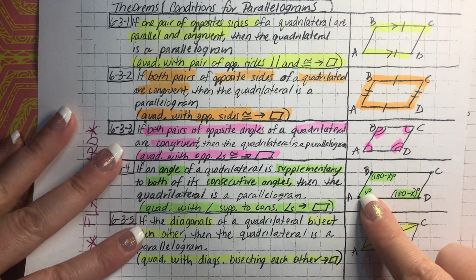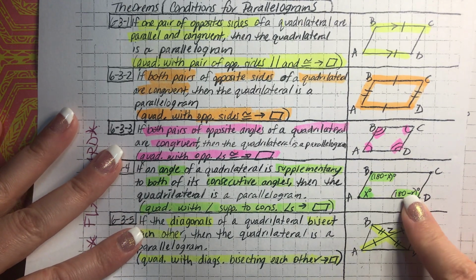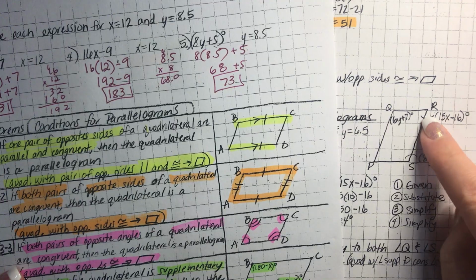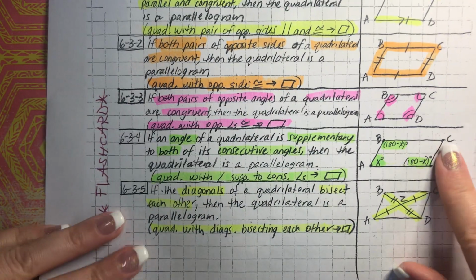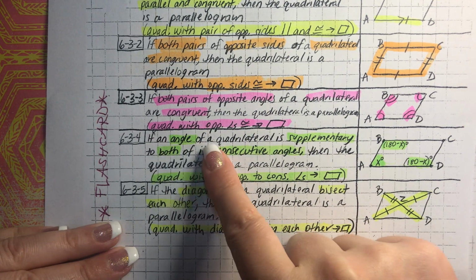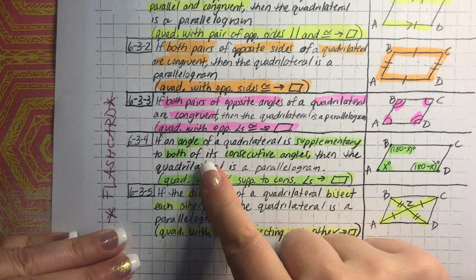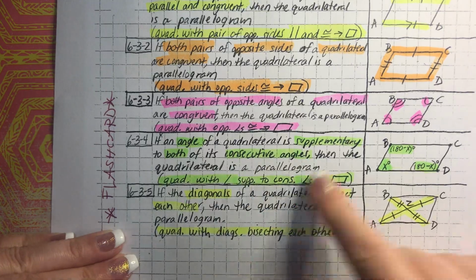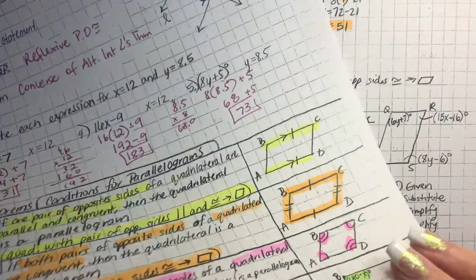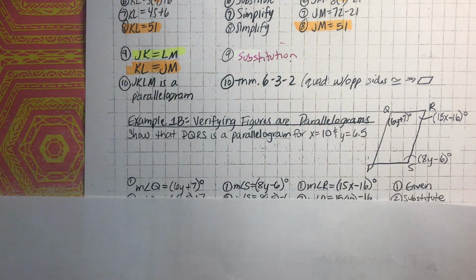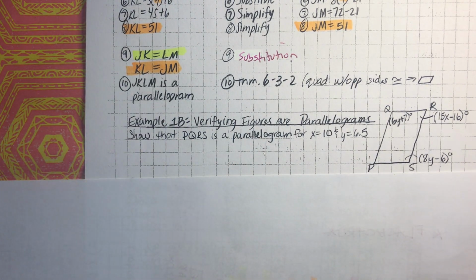But here we have an angle, and then we have its consecutive angle here and consecutive angle here, which is what we have: an angle, consecutive, and another consecutive. So most likely we're going to be using this theorem. It says if an angle of a quadrilateral is supplementary to both of its consecutive angles, then the quadrilateral is a parallelogram. So I always think it's nice just to have a heads up before I start the problem, like where is this problem going, right?